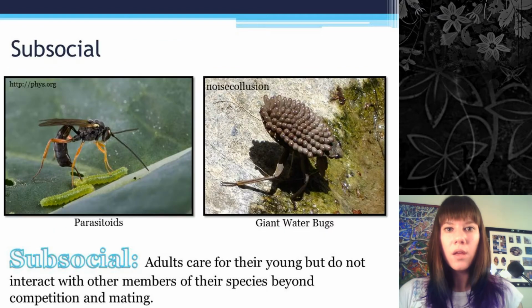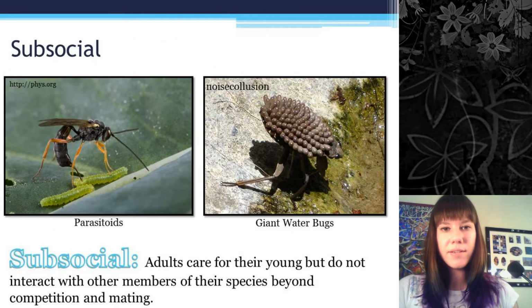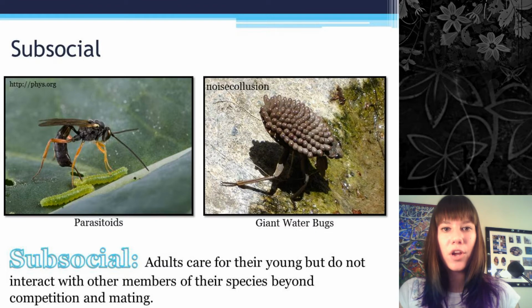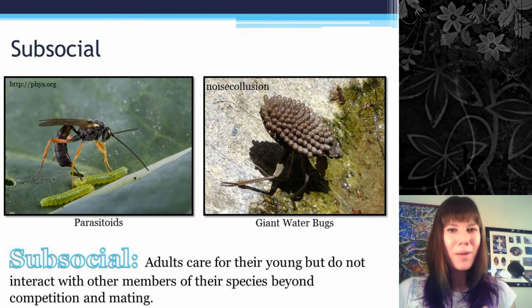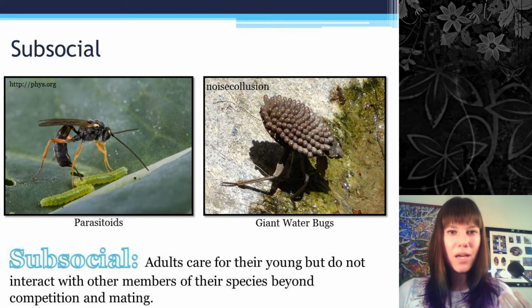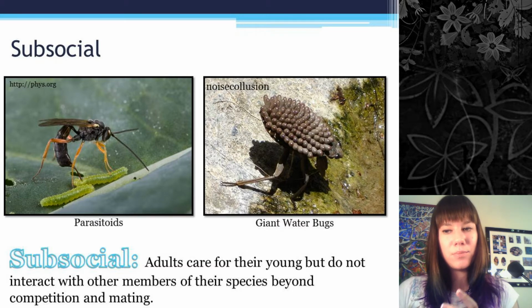The next group is subsocial, and subsocial insects pretty much don't care anything about the members of their own species except for their offspring. They provide parental care for their offspring, and there are varying degrees of this parental care. All the way at the bottom, the least parental care they could give would be like a parasitoid that's laying its egg inside something else. Yes, the parasitoid leaves after a while, but they're laying their egg in a good food source and basically in protection.